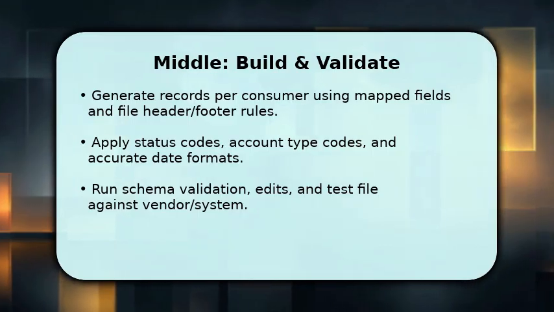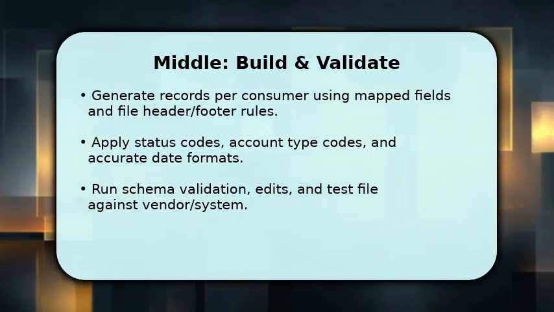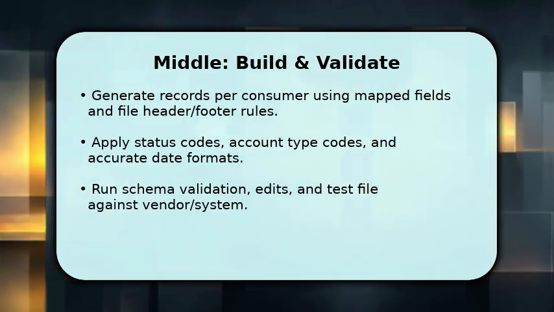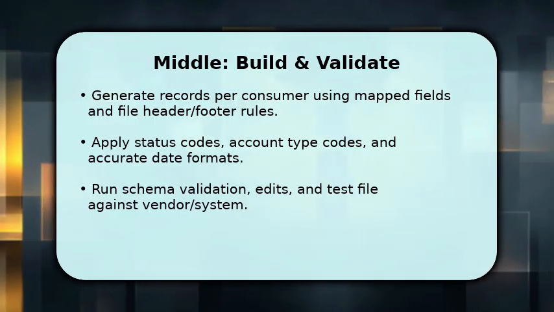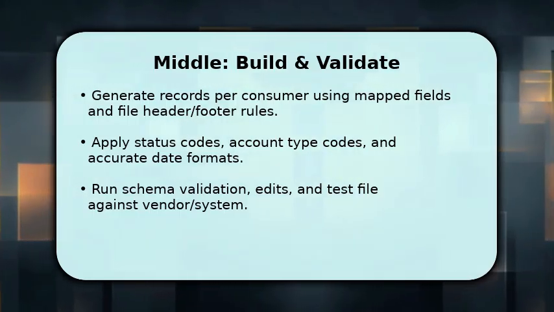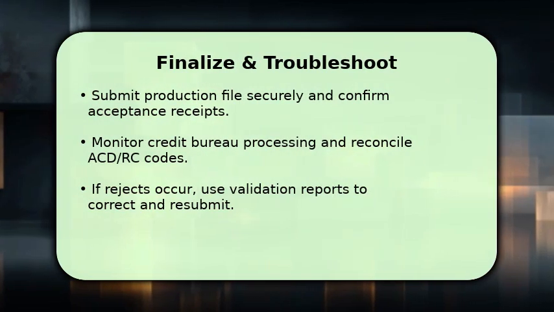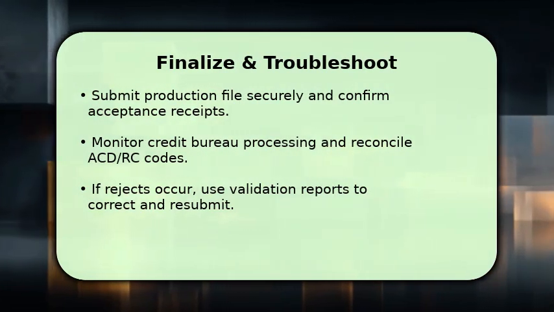After generation, run automated schema validation and business rule edits, then produce a test file for your vendor or bureau. If the test returns rejects, the validation reports point to the exact field to fix. You submit the production file through your secure channel and confirm acceptance receipts to track delivery.